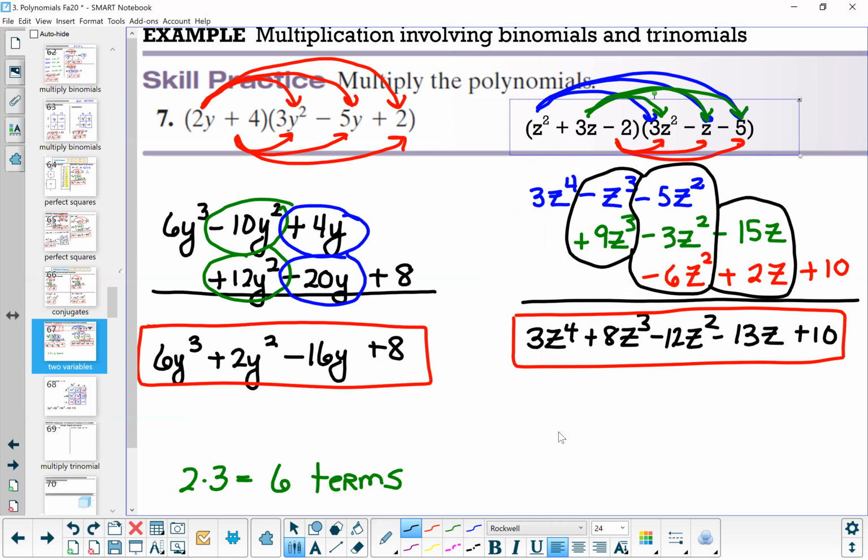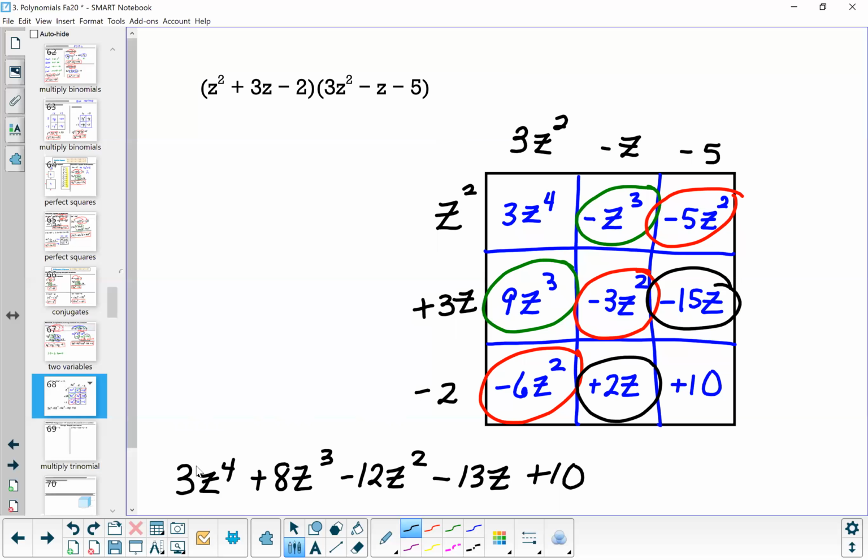Sorry about that. So our answers should match. So we have 3z to the 4th, 8z cubed, minus 12z squared, minus 13z, plus 10. All right, looks good.